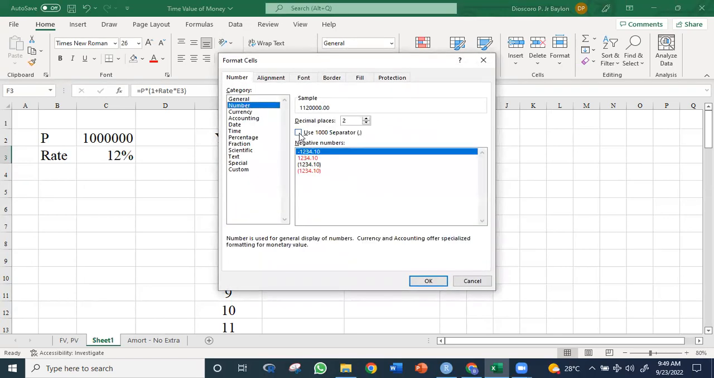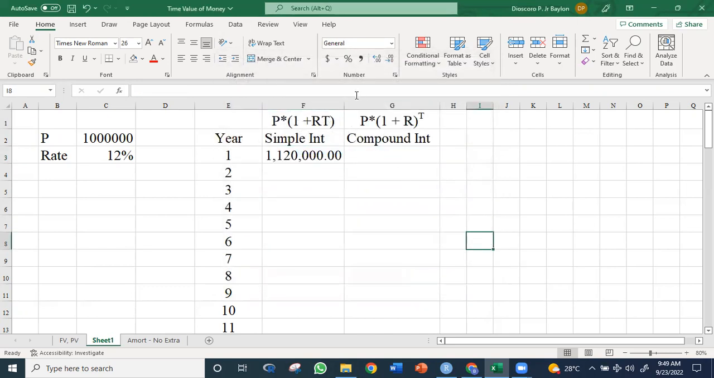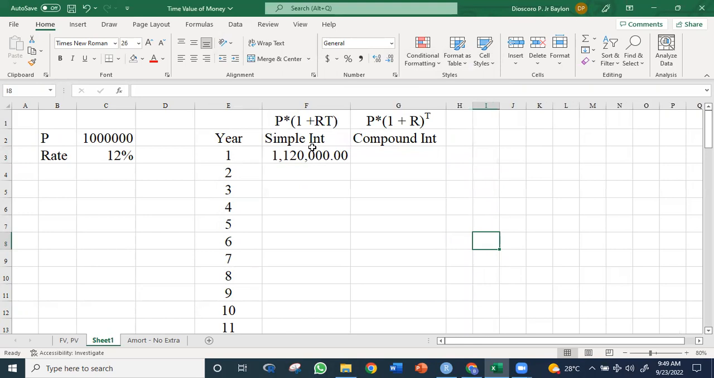Just 1 decimal place. Okay. All right, maybe 2 decimal places. Okay. So after 1 year, our 1 million is 1,120,000.